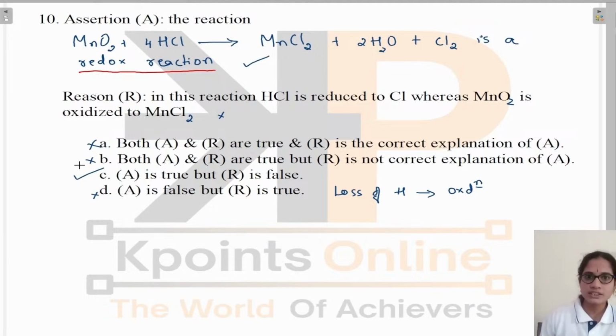Okay. Apply your knowledge here. And you have to check the key concept that is given here. The key concept here is about oxidation and reduction. You should be aware of it.